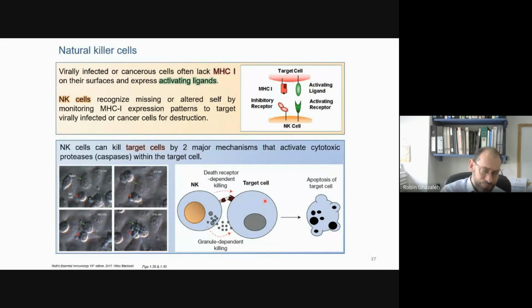Okay, so we have two different receptors which are able to deliver deadly signals to the target cell. One of them is something called the death receptor dependent killing.